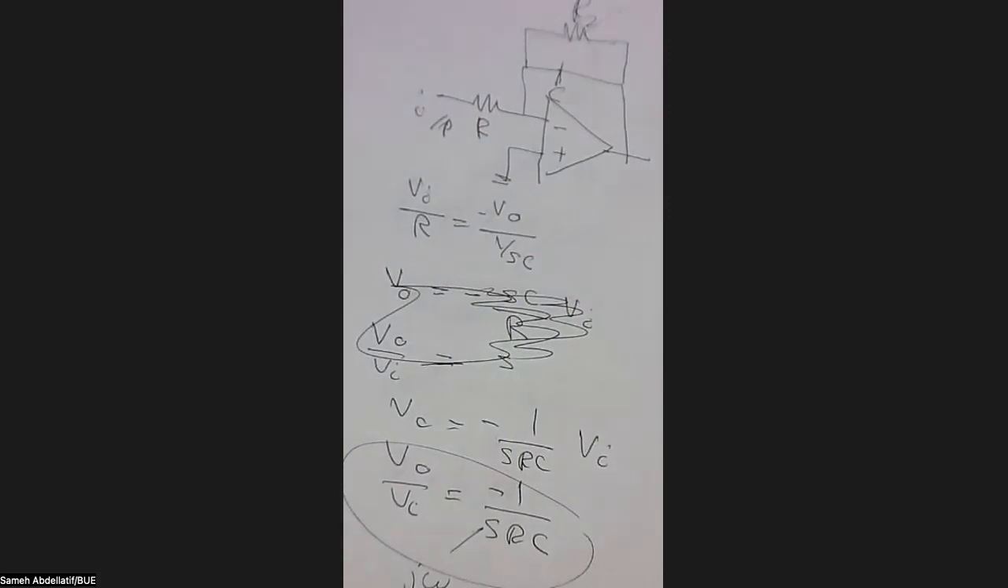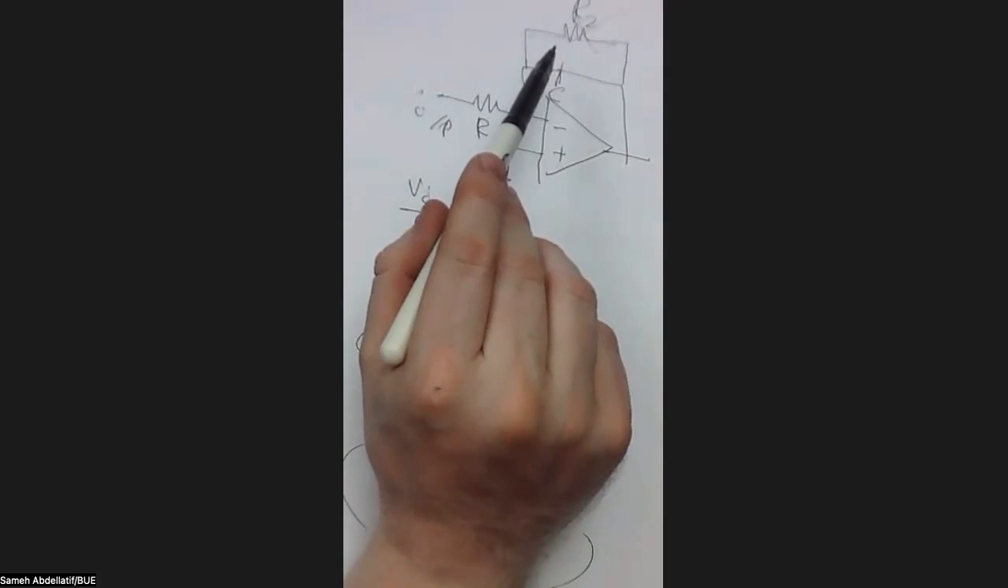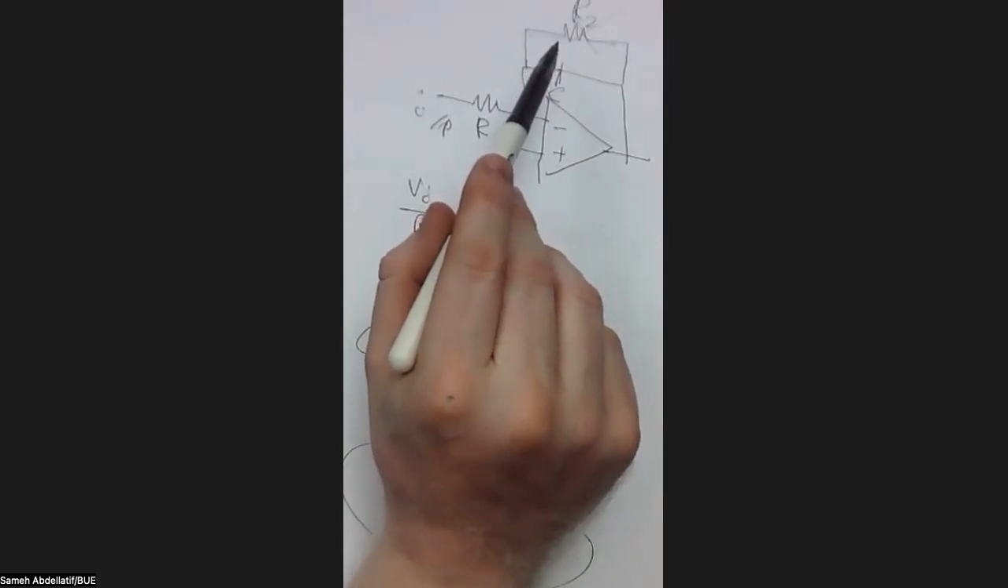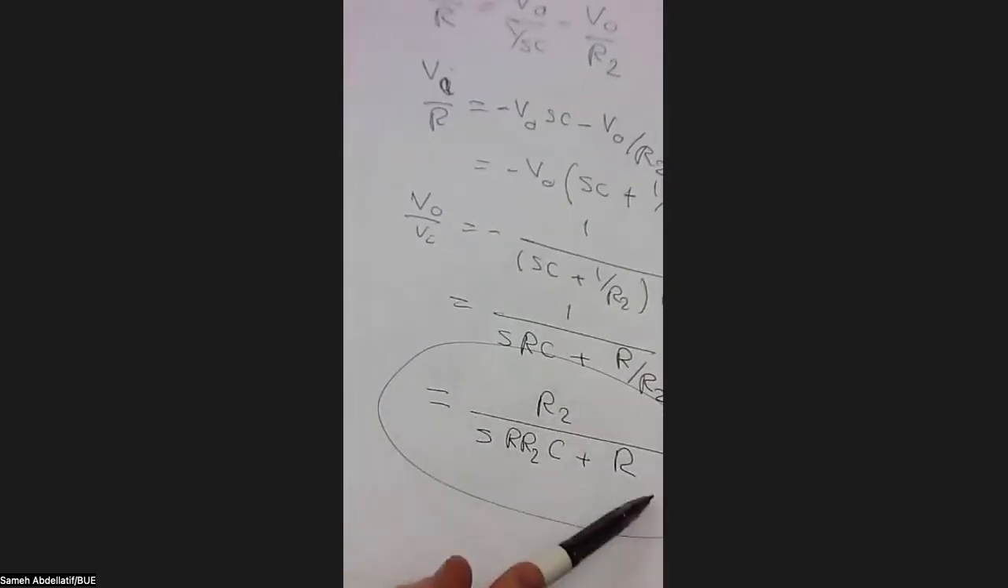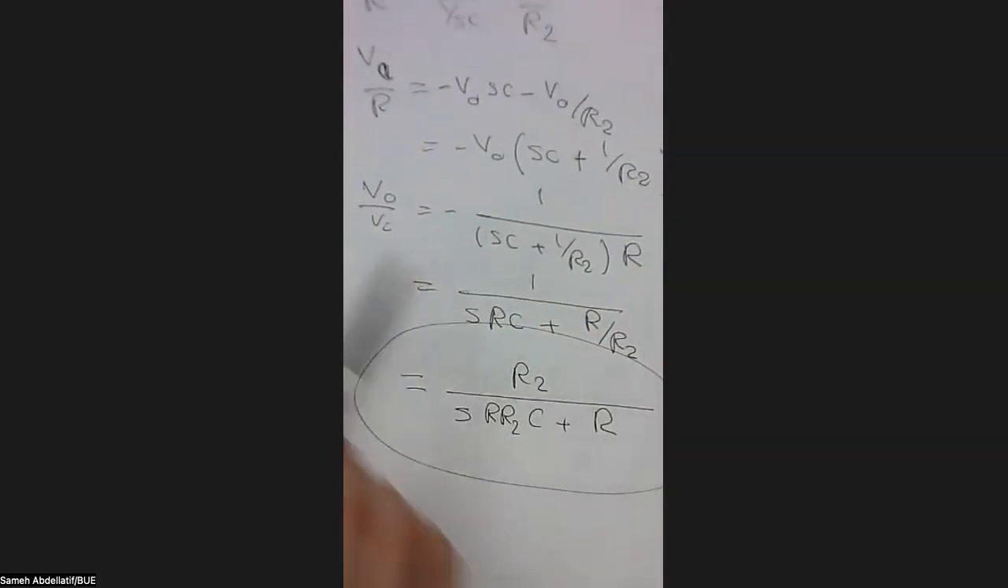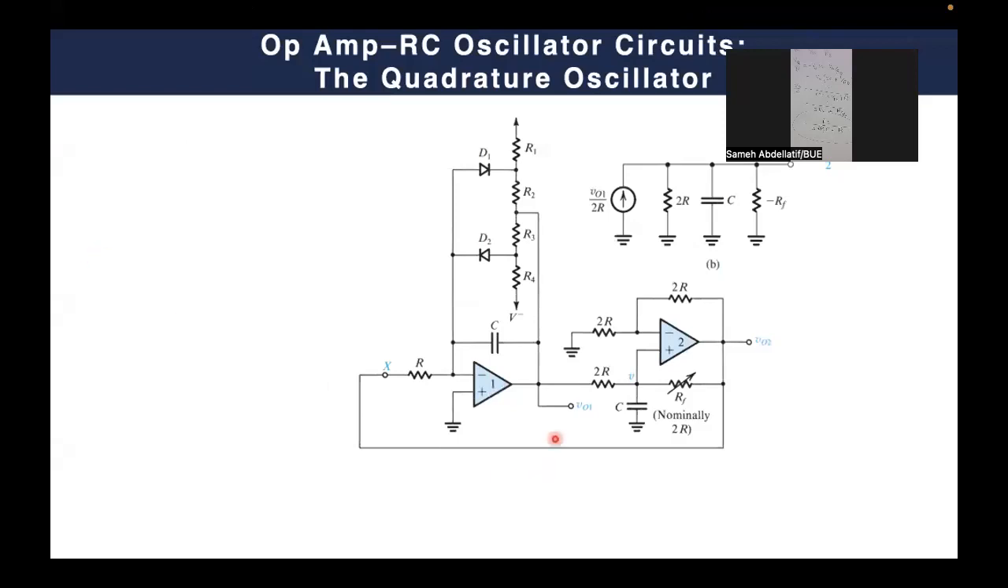In the beginning of the cycle, you see a very high gain. Once the amplitude starts to increase and the diodes turn on, a resistance is going to be added to your network to limit the gain to be equal to R2 over R, and you can control this R2 over R. So now you understand the function of this circuit or this part. So now we understand this and we understand this.